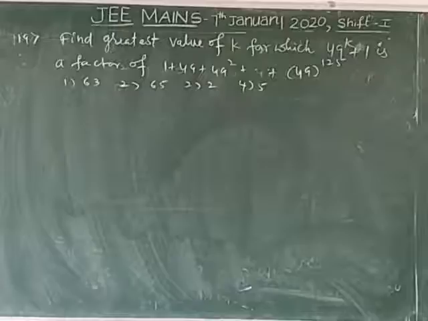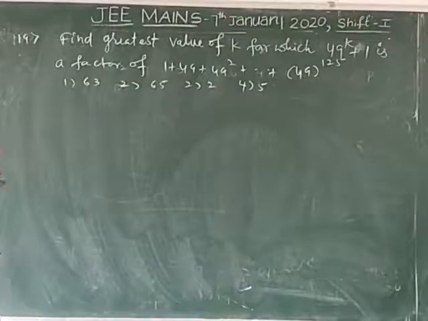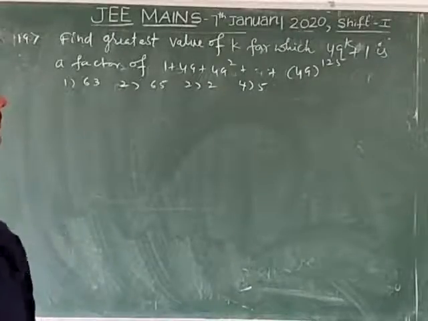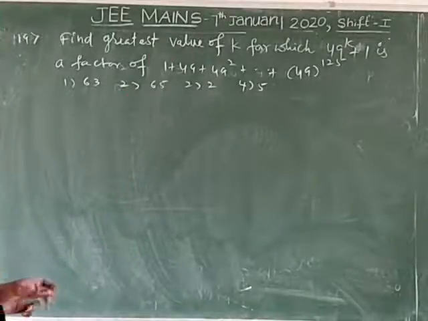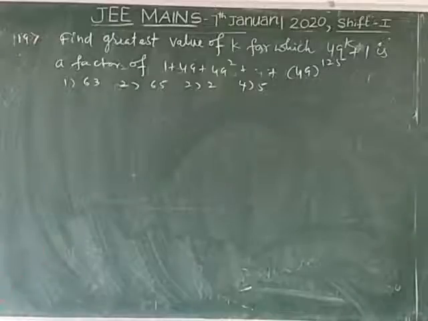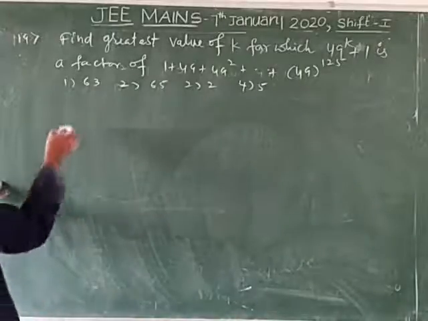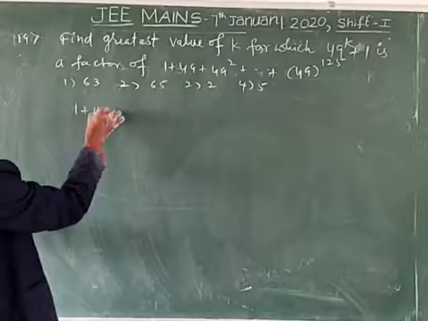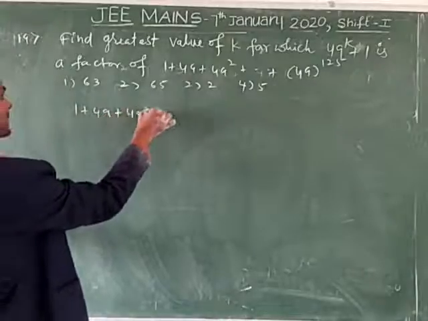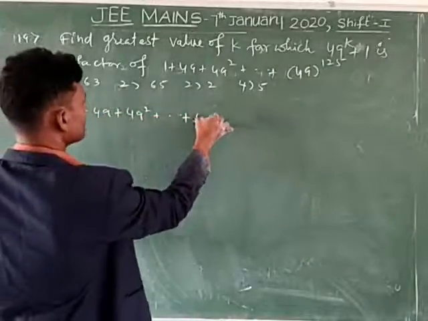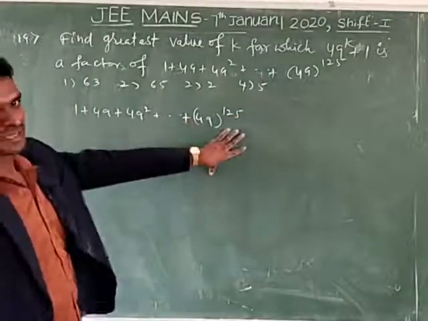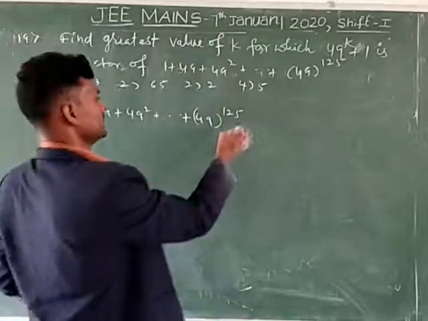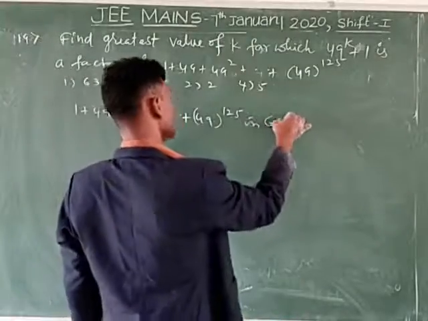Next question: find the greatest value of k for which 49 power k plus 1 is a factor of 1 plus 49 plus 49 square and so on up to 49 power 125. See here, the given series is 1 plus 49 plus 49 square and so on up to 49 power 125. Here there are total 126 terms. Next, this one is in GP, geometric progression.